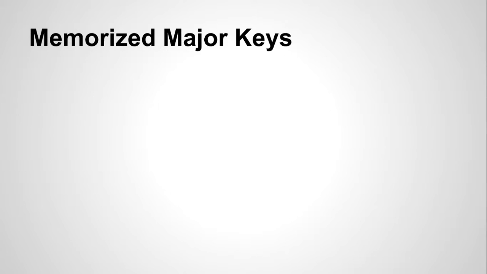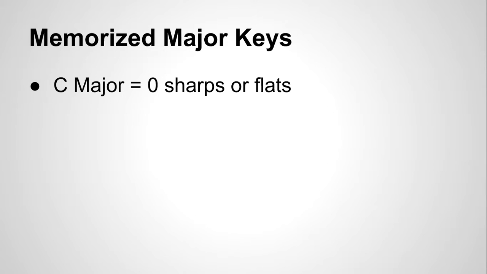So here we go. Let's review. What were the memorized major keys? The first one was C major: no sharps, no flats. Can you remember the next one? Yes, F major, 1 flat. And that flat is B flat, because B flat is always the first flat.